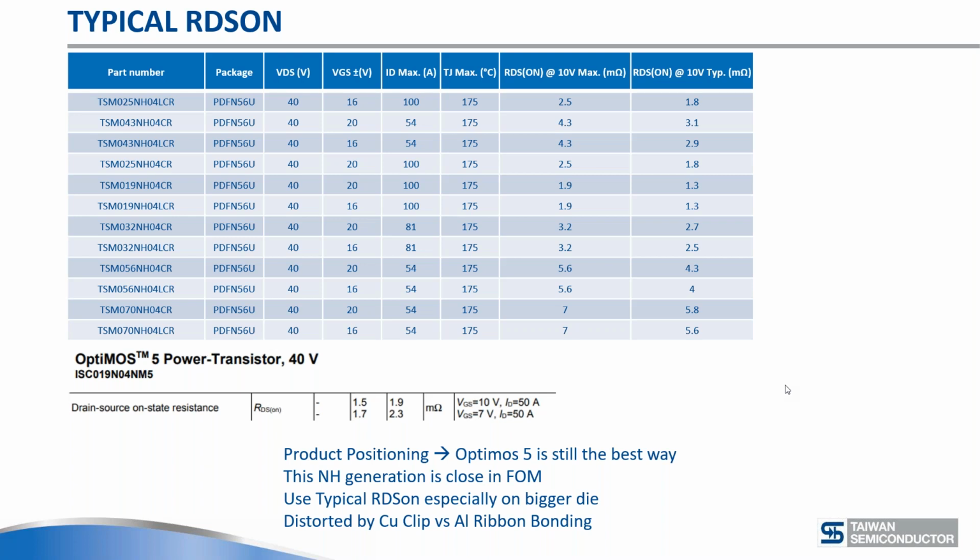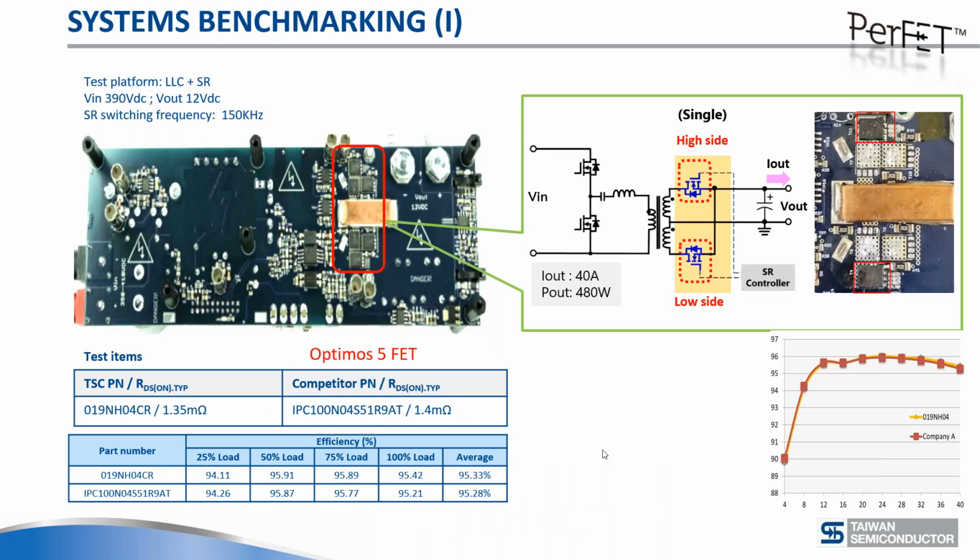So in the beginning, if you cross-reference against OPTIMOS 5, what I would suggest is to use the typical RDSON rather than the maximum RDSON. Some of this, and that's with the next slide, is also complex, distorted by using copper clips versus aluminum ribbon bonding. And that's the next thing I'm going to talk about later in a slide with the NEXPERIA. But first, let me talk a little bit about our applications lab.